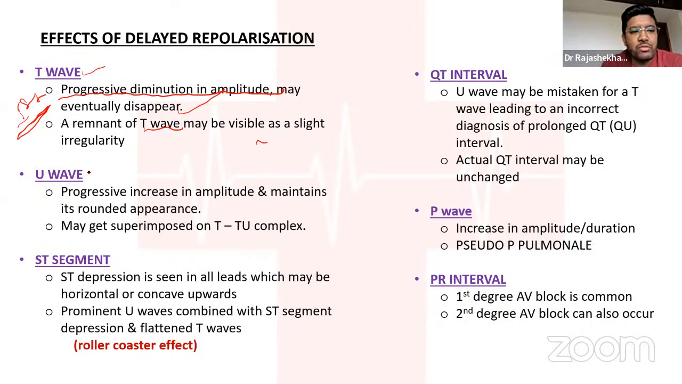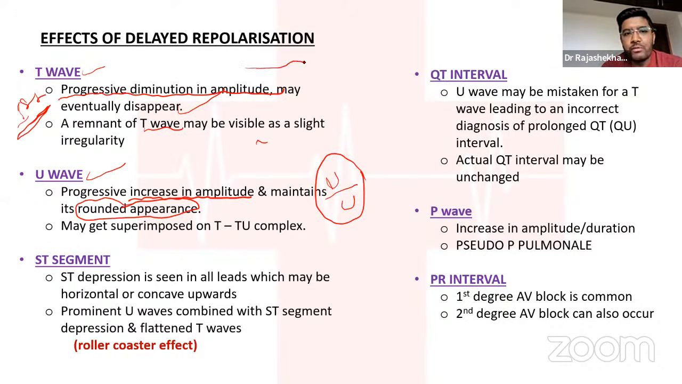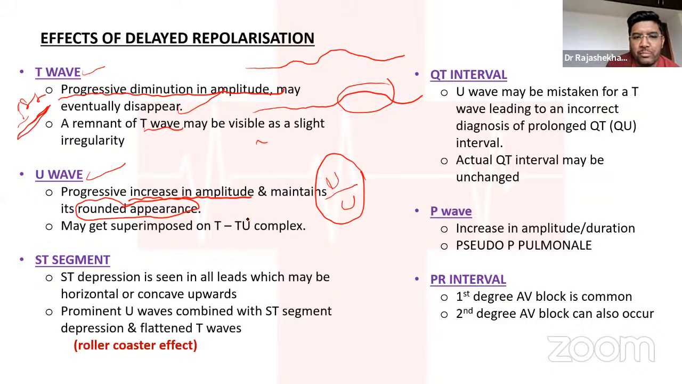So there is an appearance of a U wave. This U wave may progressively increase in amplitude and maintain its rounded appearance. There are irregular U waves and there are regular U waves. If you see the ECG, you will understand this. So hypokalemia is a cause of regular and rounded U waves in your patient. The T waves are going to disappear and the U wave is going to appear. Sometimes you may confuse the U wave for the T wave if the T wave is absent and the U wave is rounded. Sometimes they get superimposed to form the TU complex.